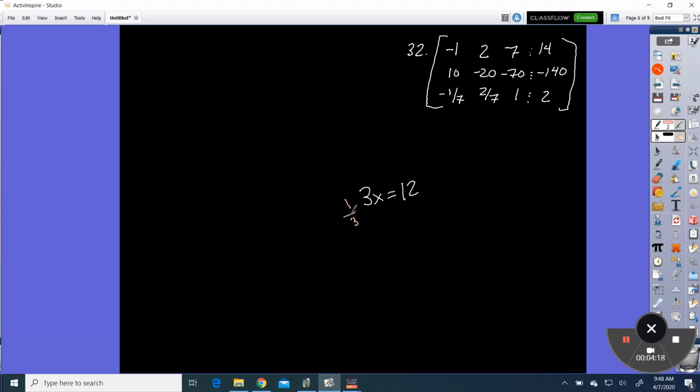So see how I'm multiplying 3 by its inverse? And then I do the same thing over here. I multiply 12 by 1/3, and I get that x equals 4. So really what I did is I said, I'm going to take whatever this number is, and I'm going to multiply it by its inverse. So whatever this number is, if I call it just a coefficient, I multiply by its inverse.